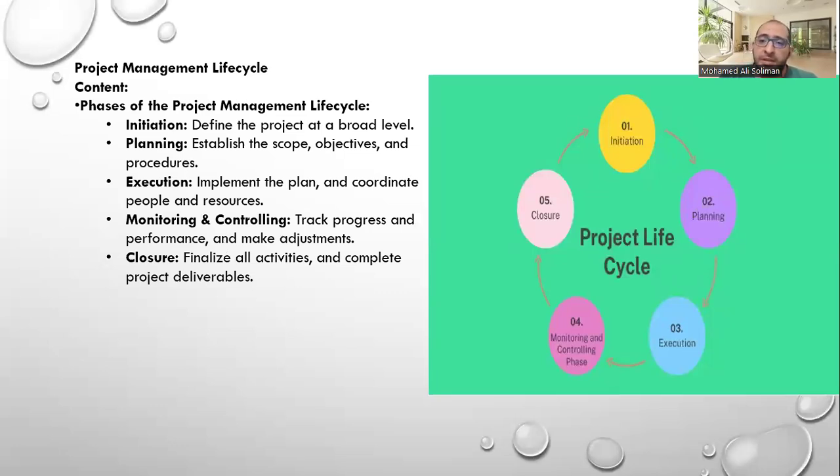The phases, we can see we have five phases, starting with the initiation phase, defining the high-level project, then planning, establishing the scope, deliverables, and the procedures, then execution, implementing the plan which we have created earlier in the planning phase, coordinating people and resources, and then monitoring and control, start tracking the performance, the progression, and make the adjustments and the changes according to what's needed.